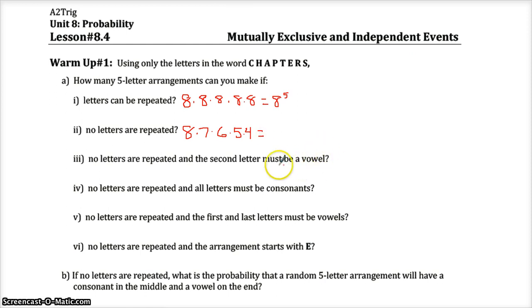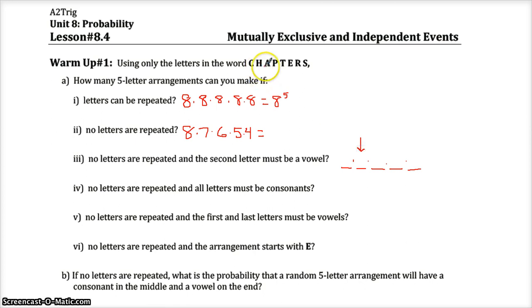No letters are repeated, and the second letter must be a vowel. So it seems like it shouldn't be legal to do this, but we're actually going to think about the second letter, kind of deciding what that is first. It actually doesn't matter what order we decide these in, right? Because 8 times 7 times 6 times 5 times 4 is the same as 5 times 4 times 8 times 6 times 7. Like you can multiply them in a different order and you get the same total. So I'm actually going to plonk this thing in here first.